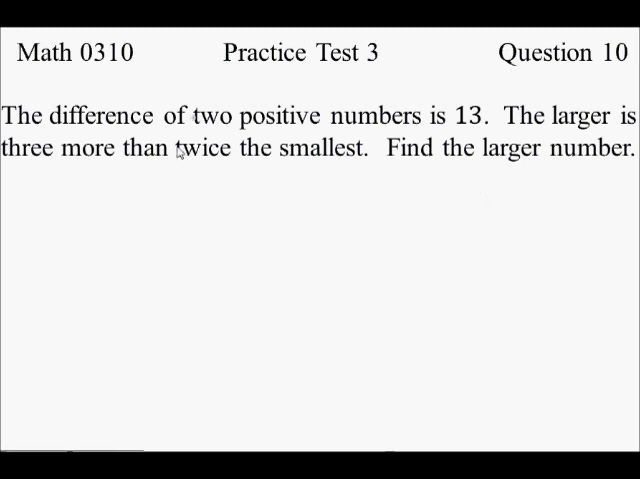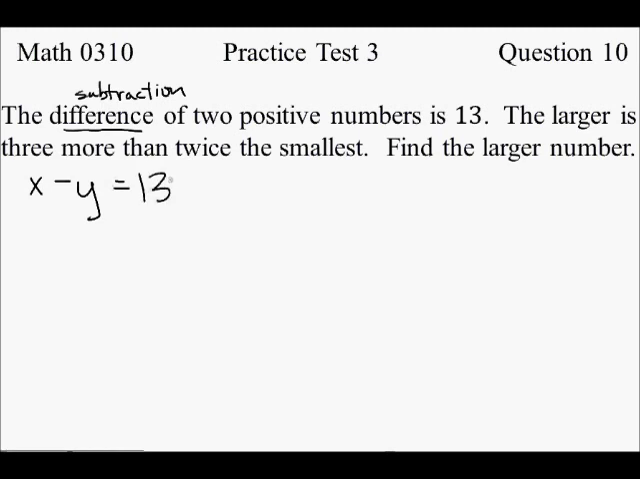Question 10 is a word problem. It says the difference of two positive numbers is 13. The larger is 3 more than twice the smallest, and we're finding the larger number for our answer. When we have the difference of two numbers, that's going to be subtraction. Difference is subtraction. So we're subtracting two numbers to give us 13. Maybe I'll call my numbers x and y. So the difference of two numbers, x minus y, equals 13.